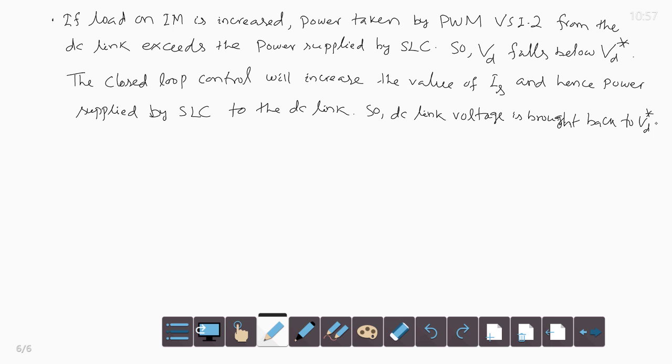So, in this closed loop control, the DC link voltage is maintained constant and hence the operation is maintained as required. So, this will also give ride through capability during voltage sag and voltage swell.